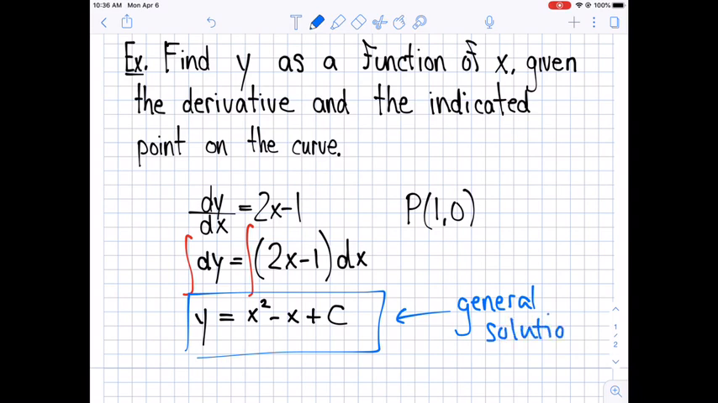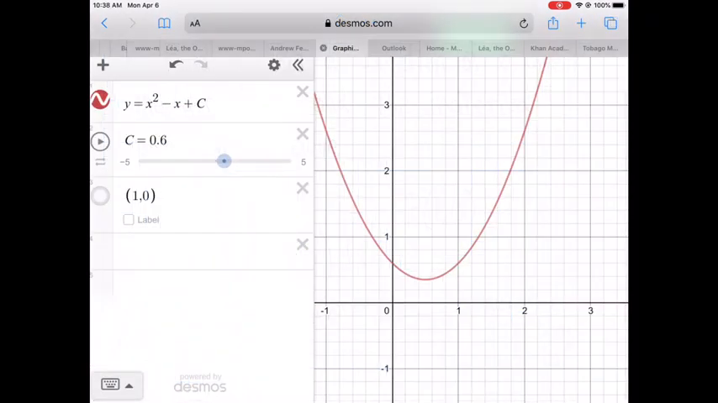And this is a general solution to the differential equation. And I'm just going to call our differential equation DE now. Okay, so fine. We have here our curve y equals x squared minus x plus c. And that c just represents any constant.